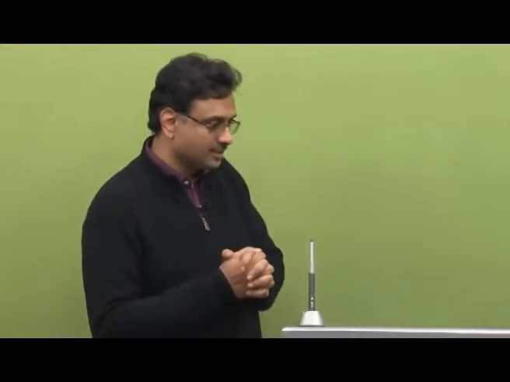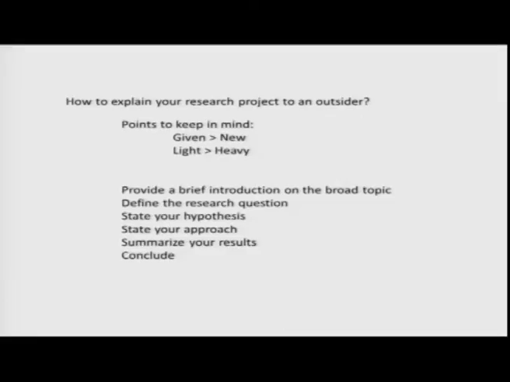So, that is what is shown here in the slide. The question is how to explain your research project to an outsider, meaning somebody who is not working in your field. These are some of the issues that we have discussed at length in the course, that whenever you build something new, you are going to say something to somebody who has not been exposed to that topic, or you are not yet introduced as to what you are doing, you have to keep two important points in your mind. One, given and new.